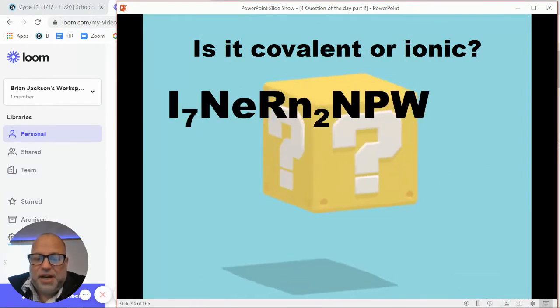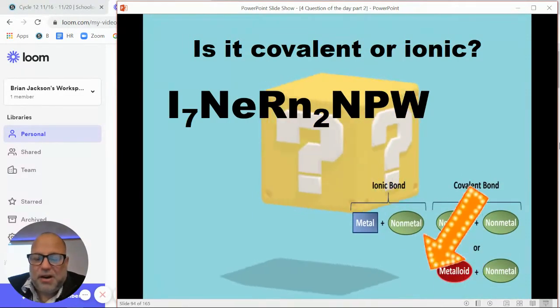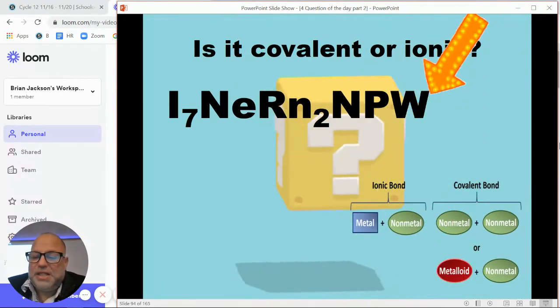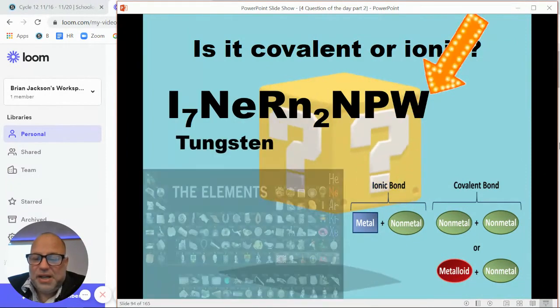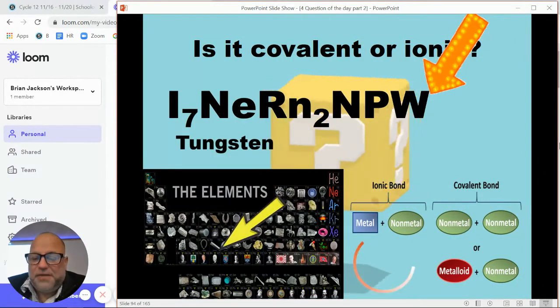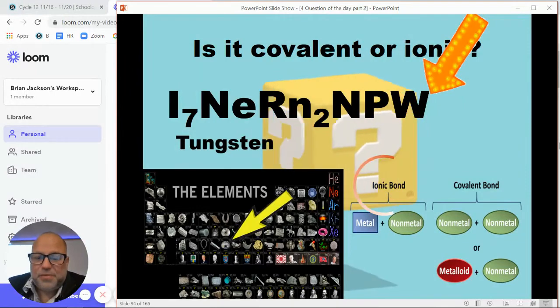How about this guy right here? All kinds of elements in there. Are any of them a metal? Yes, they are. Tungsten right here. Yes, tungsten is over here on the periodic table. Definitely a metal, making this ionic.